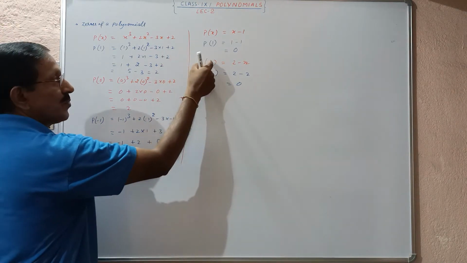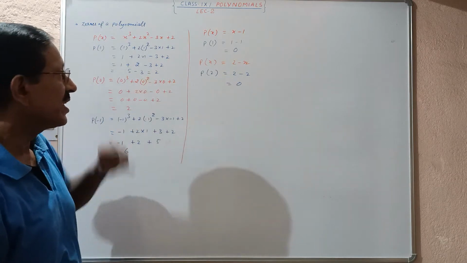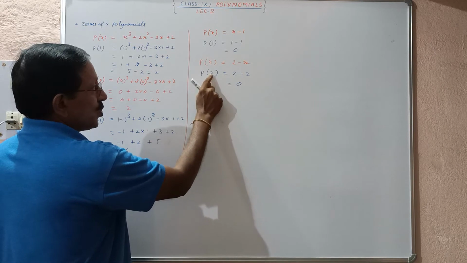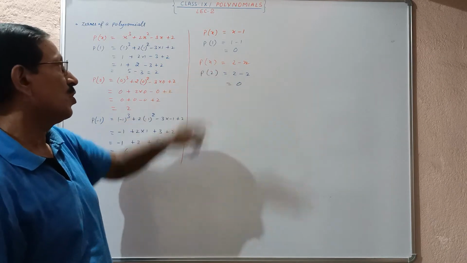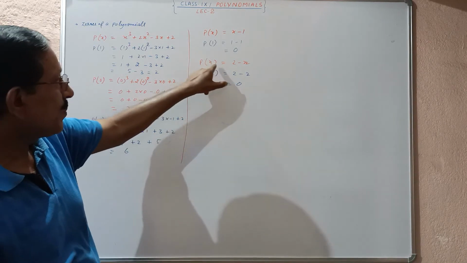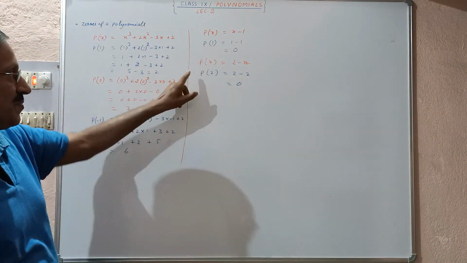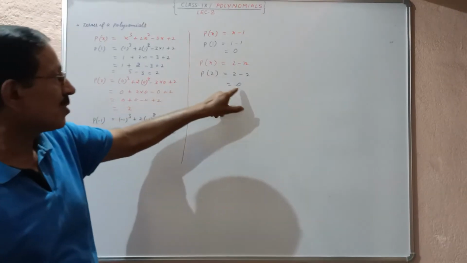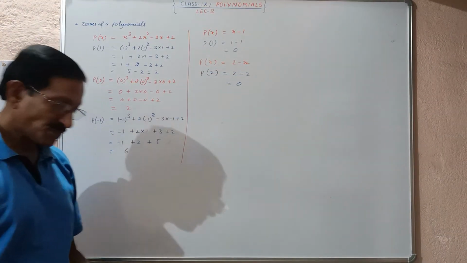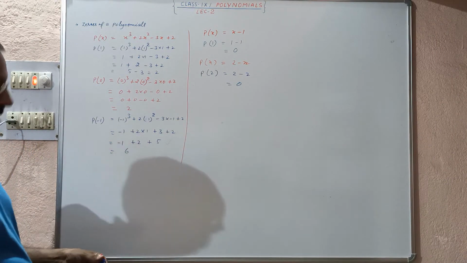When the value of any polynomial is 0, then we can say this 2 is known as the zero of this polynomial, because when we put x equal to 2, the value of p(x) is 0. So in this case, 2 is the zero of this polynomial p(x) equal to 2 minus x. Now let us consider another polynomial.